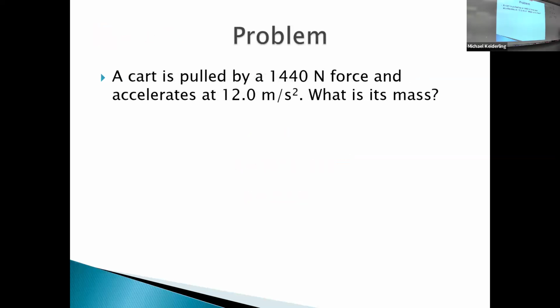Here we have a cart pulled by a 1,440 Newton force that accelerates at 12 meters per second squared. The question is, what is the mass of this cart? And remember, the other way you can rearrange this equation is you can solve for mass, and you find that mass is force over acceleration.